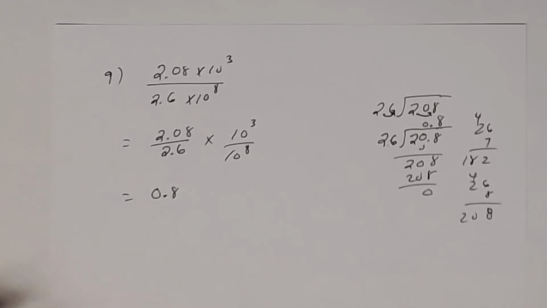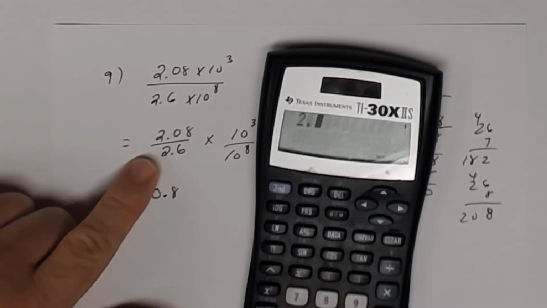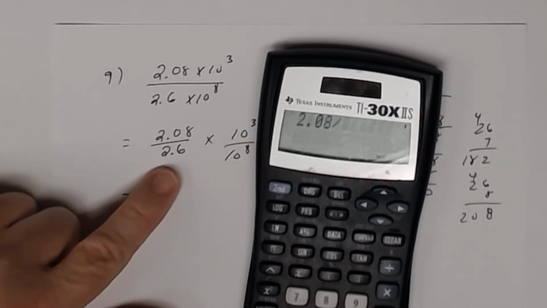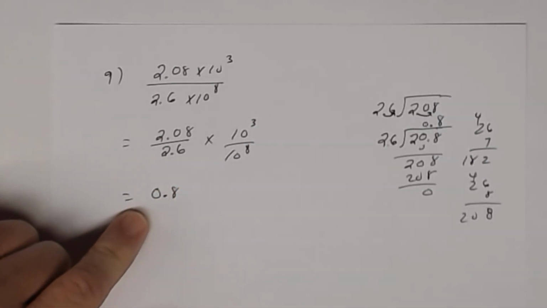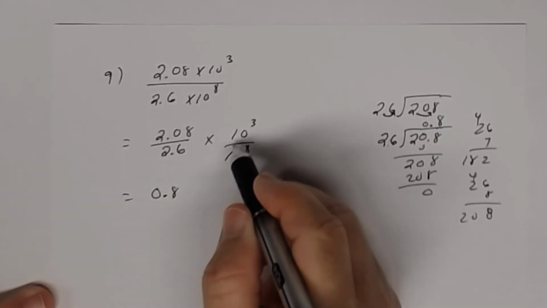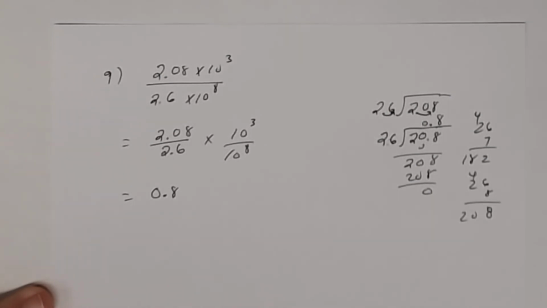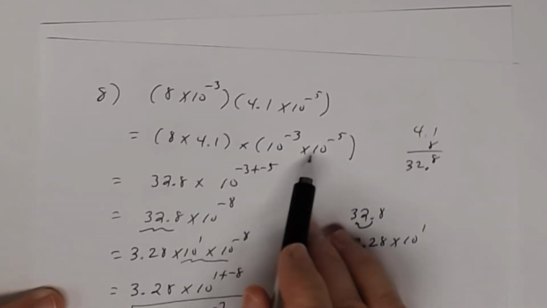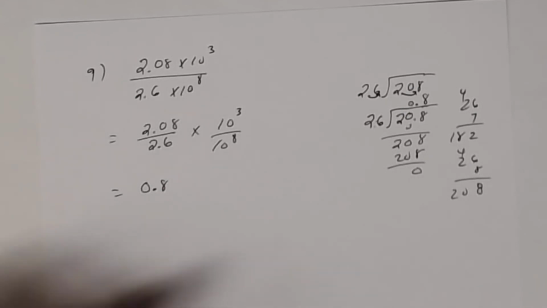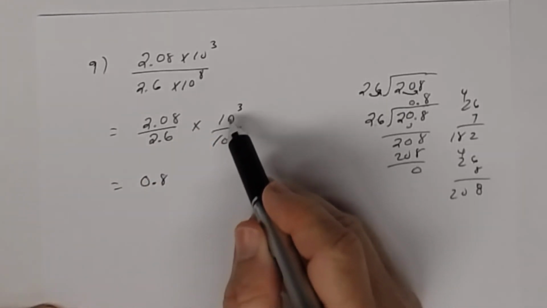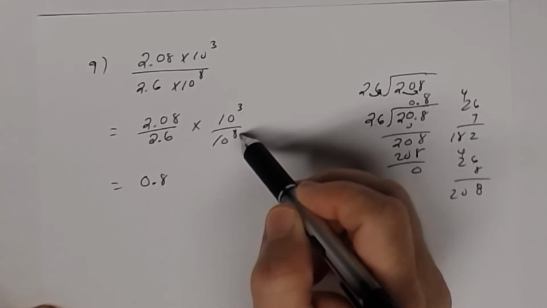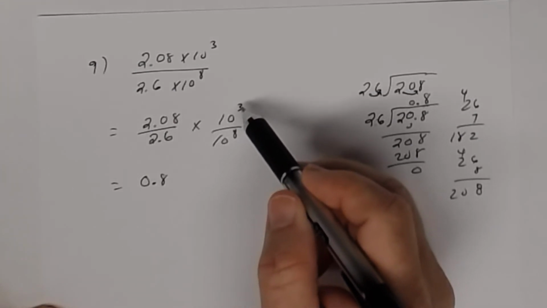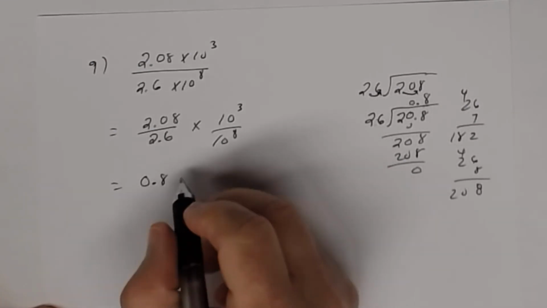Now you can always check your work, right? So you're saying 2.08 divided by 2.6, and you get 0.8. All right, now remember in the previous problem, we used the product rule for exponents. Here, we're using the quotient rule because you're dividing. So remember, the quotient rule says when you divide like bases, you subtract exponents. And it's the exponent in the numerator, subtract the exponent in the denominator.